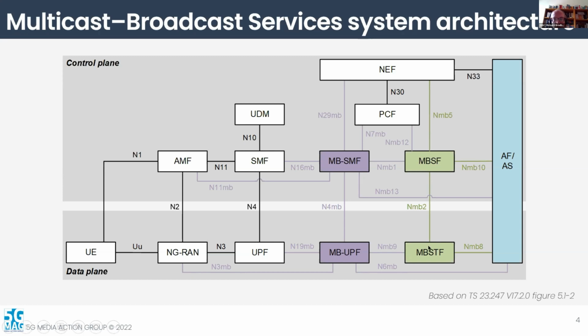So we have the MBS function and the MBS transport function, and they have their own reference points, Nmb10 and Nmb8, and then they talk to each other a little bit over Nmb2, and you can still go outside the trust domain and interact via the NEF proxy using this Nmb5 reference point. So these two green functions were defined by SA2, but they left their specification, this 23.247 specification, at that, and they asked the SA4 group to flesh out those functions and those reference points. So that's what really this talk is about.